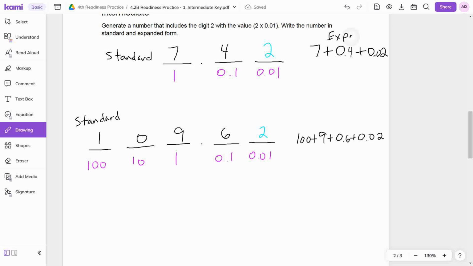So there are many different numbers you can choose. Really what you're looking for is, are you putting a 2 in the hundredths place? Because that's what the problem asks for. So those are two options. You only need one, and there's almost an infinite number of choices you can make. So we can say answers may vary.